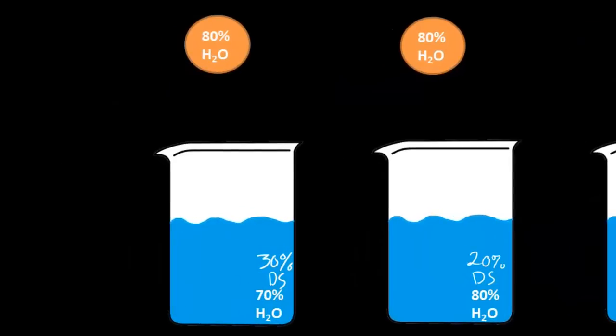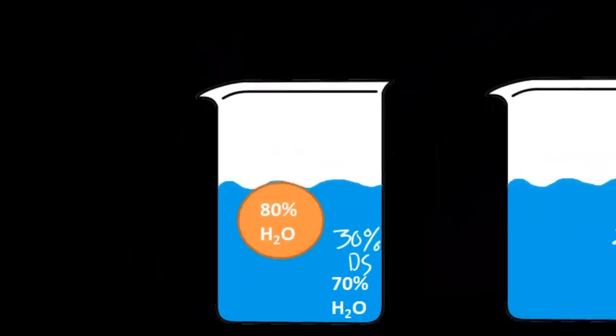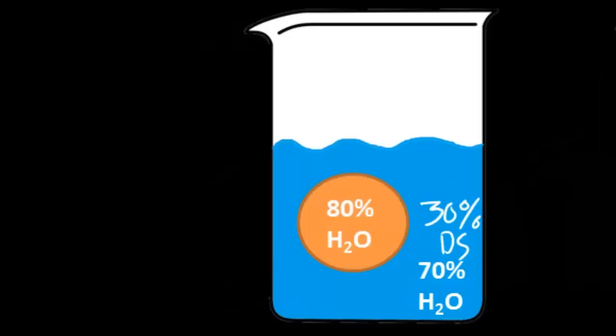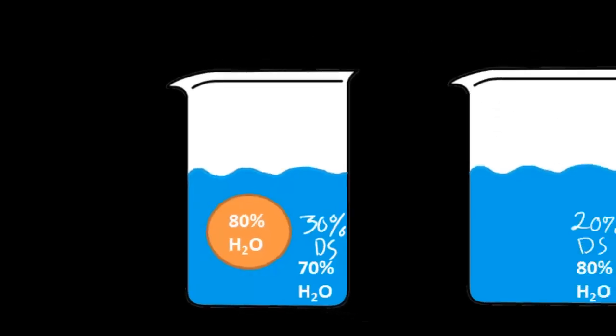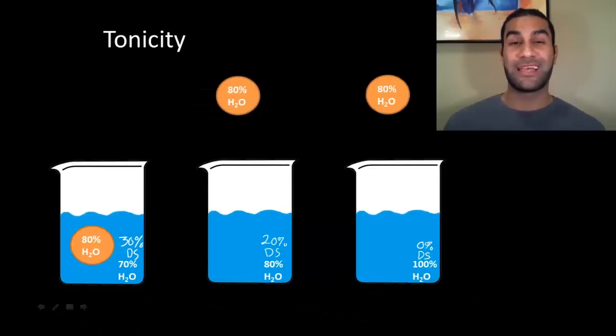Let's say the first cell were to be dropped into this solution. Now again, this is an 80% water cell. The cell itself is made of 80% water, whereas the solution on the outside is made of 70% water. In order to determine what's going to be happening here, there are a couple of different ways we have to think about it. If we're talking about how the size of the cell is going to change, we're going to think about the water movement. But if we're naming these three solutions, which you need to be able to do, it's all about the solute concentration. So let's pay close attention to that.